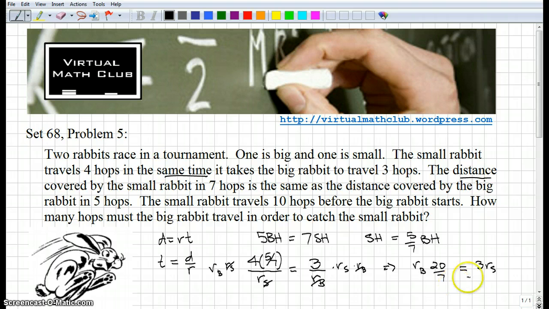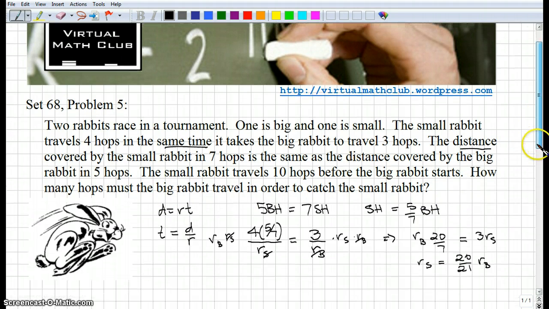Okay, so now if I divide both sides by 3, I get that the small rabbit's rate is equal to 20 over 21 times the big rabbit's rate. Okay, so now I have the small rabbit's rate in terms of the big rabbit's rate. And I'm converting everything in terms of the big rabbit, measuring everything against the big rabbit, because in the end I want to figure out how many hops the big rabbit has to travel to catch the small rabbit. So I want everything in terms of big hops.